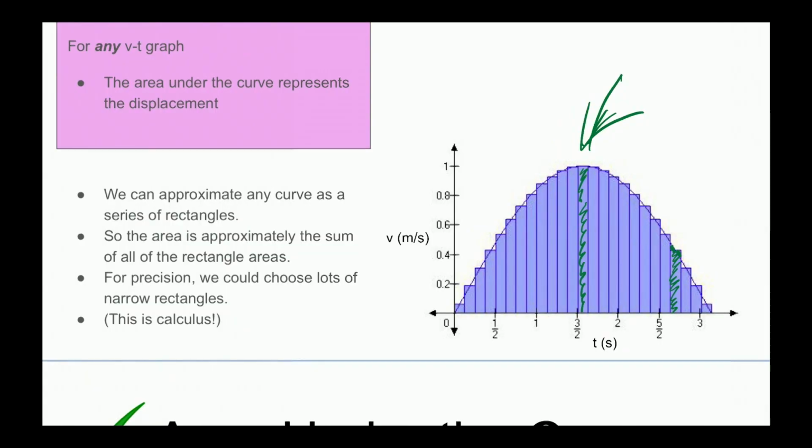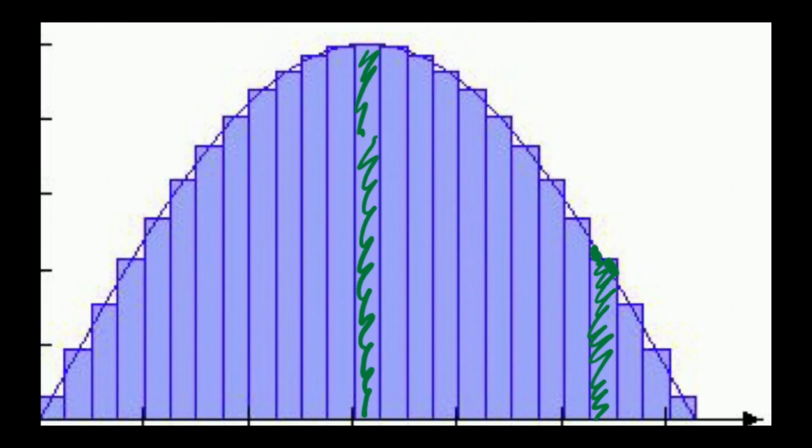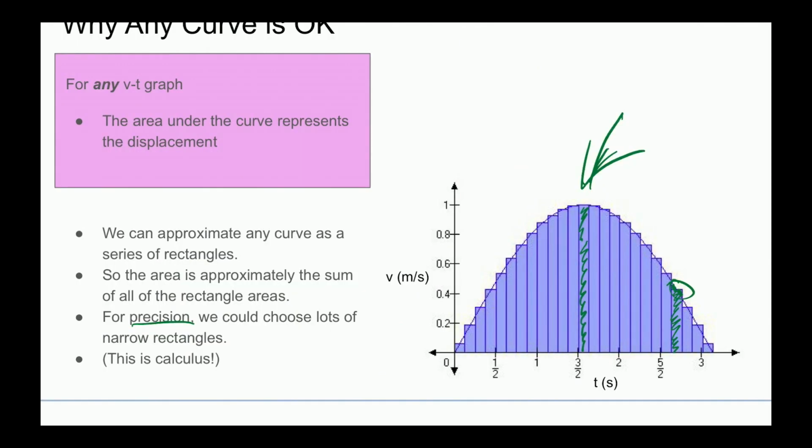Now I have a series of rectangles, right? So I can treat this graph as the sum of a bunch of rectangles. And any one rectangle, we've already convinced ourselves, correctly gives the displacement, because it's a velocity time graph, area under the curve. Now we can see that if you have a curvy curve and you approximate it as a series of rectangles, you'll get the correct answer. If I wanted to be super perfect, really precise, I would choose lots and lots of these rectangles. I would make them smaller and smaller so that I would have less and less error at the top. But that, folks, is calculus.